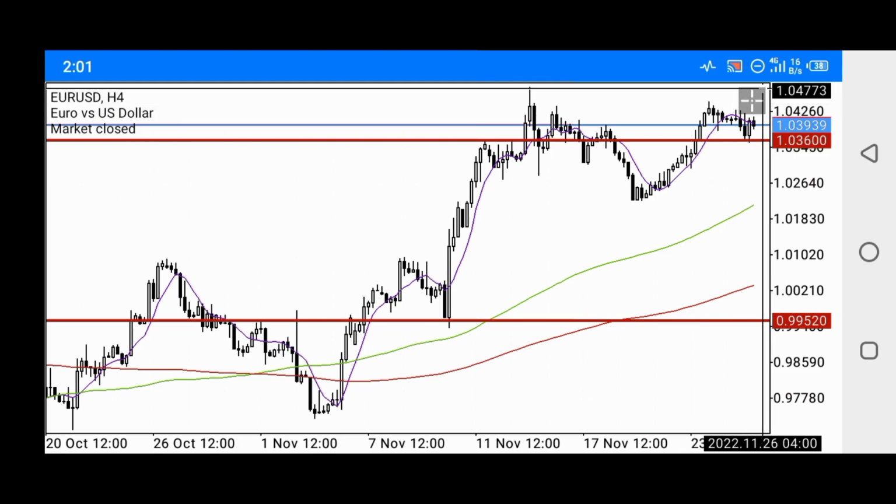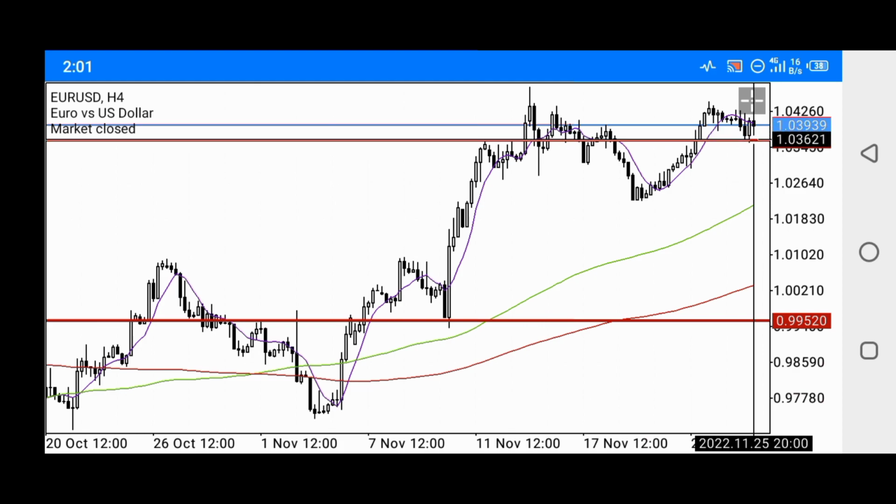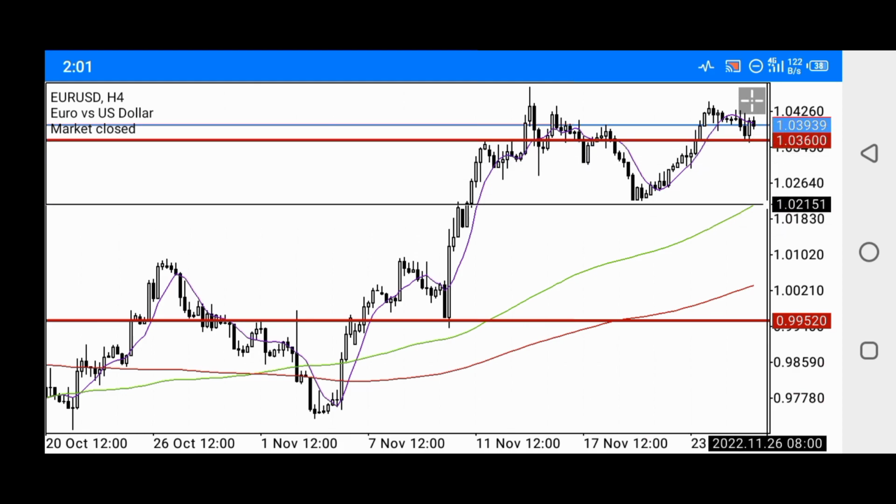But if you're thinking of selling EURUSD, then you have to wait for price to close below this level right here. You can place a sell stop order right below it and apply Forex management. But be careful of this level, because this is the next major support level for EURUSD.